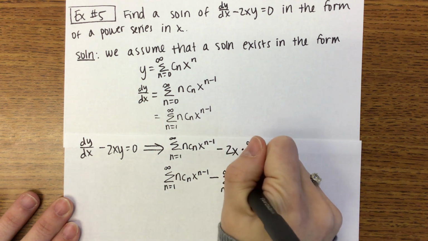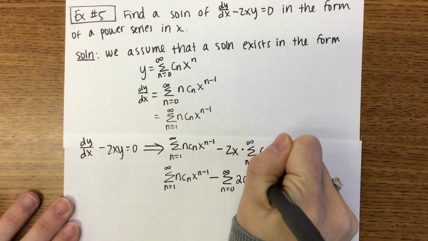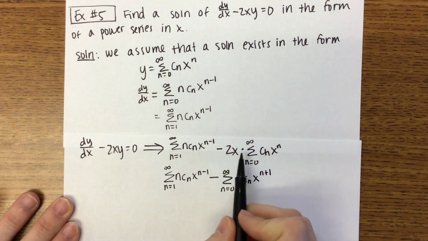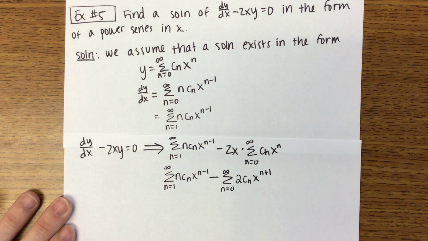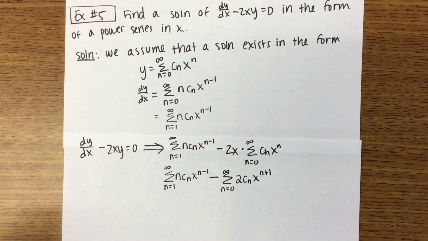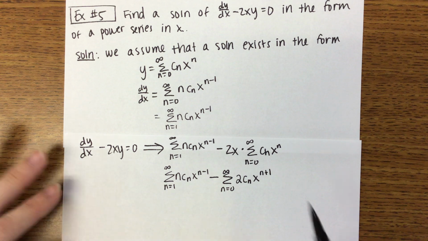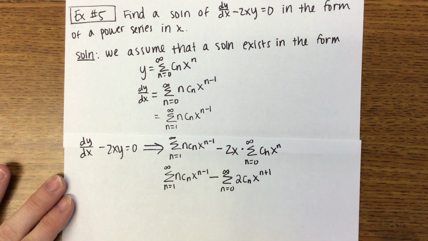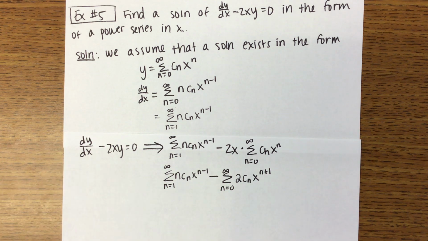So I now have 2c_n x^(n+1), because I moved that x in. Okay, ultimately what we want to do is get one summation together. So we need to figure out a way to combine these two summations. The first thing we're going to have to do is look at what term they start with.